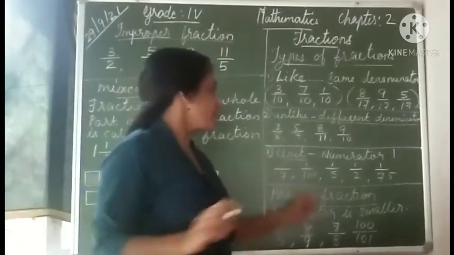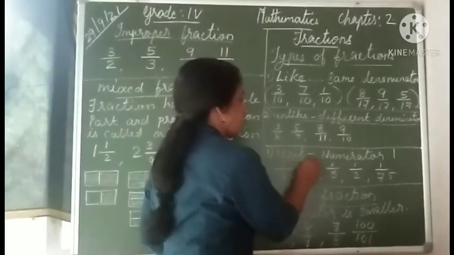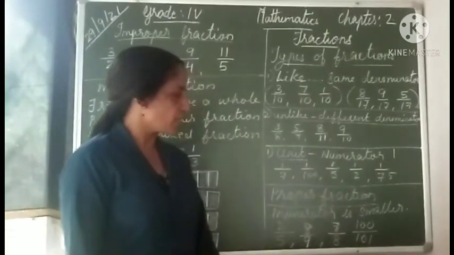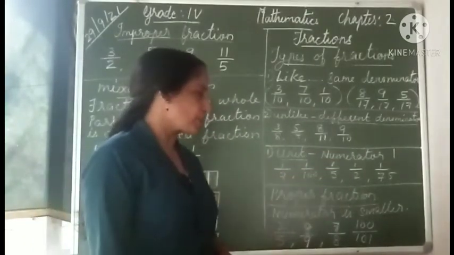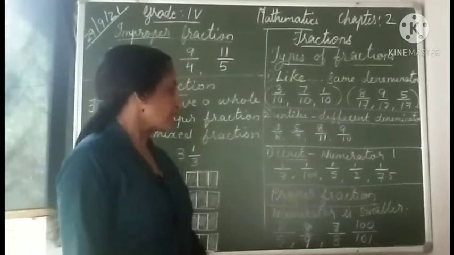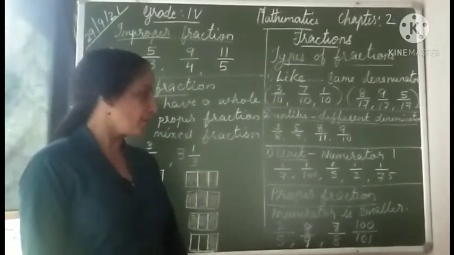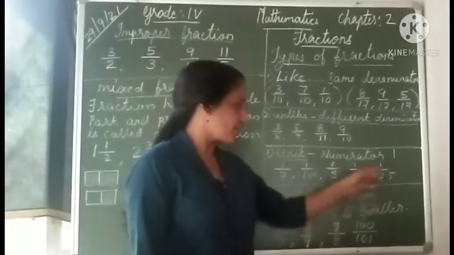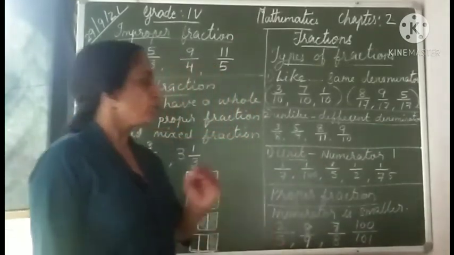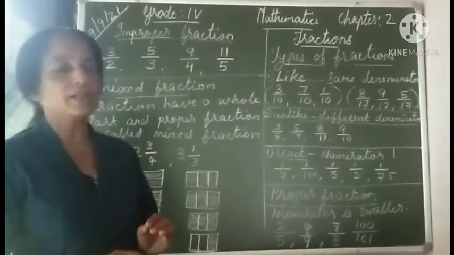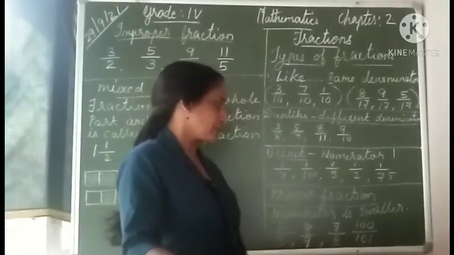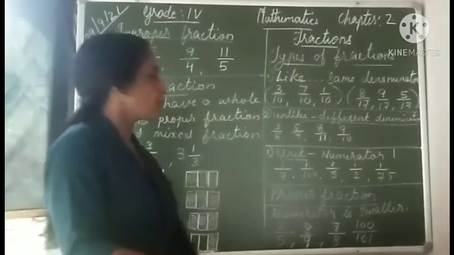Unit means fractions that have a numerator of 1. If the numerator of a fraction is 1, that fraction is called a unit fraction. 1 by 7 is a unit fraction, 1 by 100, 1 by 75. If the numerator of a fraction is 1, that is called a unit fraction. Numerator means the upper part. Okay, next one, proper fraction.